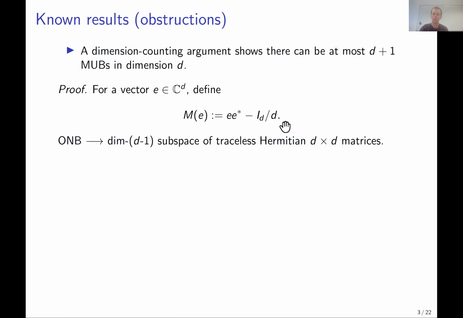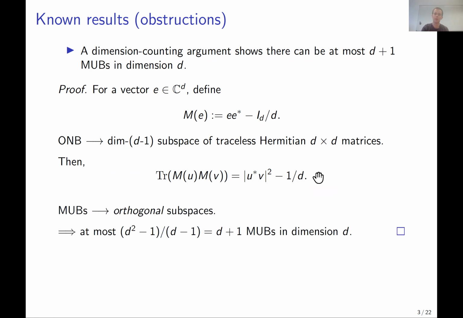And this is not the only nice property of this map. It's also very easy to check that if you start with two vectors u and v, you apply this map, you take the trace inner product of the outcome, then this is just the squared inner product minus 1 over d. Okay, so this is just a straightforward computation.